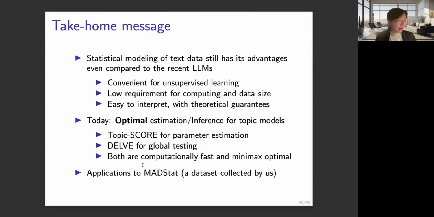So for today, I introduced some statistical techniques for text analysis. One point I try to make is that these statistical models are still very useful, even given the current trend of large language models. So we shouldn't abandon them. We should try to combine them with the LLM. Then I used topic modeling as an example, and showed you some methods that are computationally fast and theoretically optimal. All of them are applied to MedStat, and the data set is available for everyone to use.